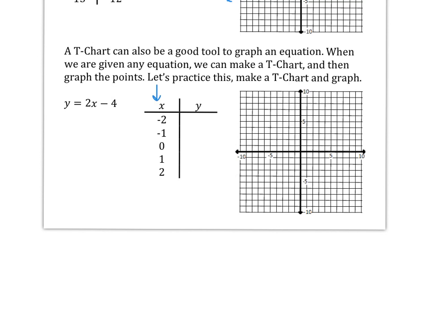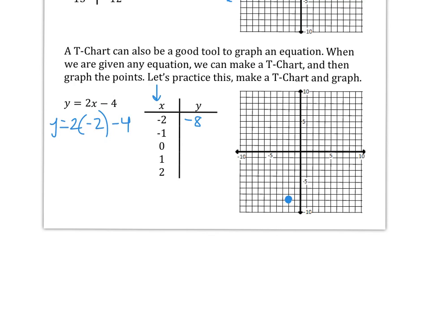So here for this first example, I would say y equals 2 times negative 2 minus 4. And 2 times negative 2 is negative 4, minus 4 gives me negative 8. So I can go ahead and graph the ordered pair, negative 2, negative 8, about right there.